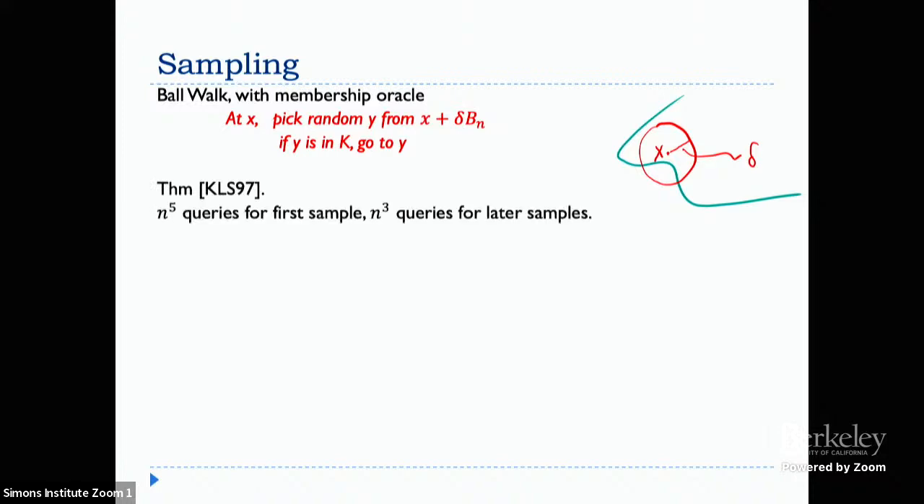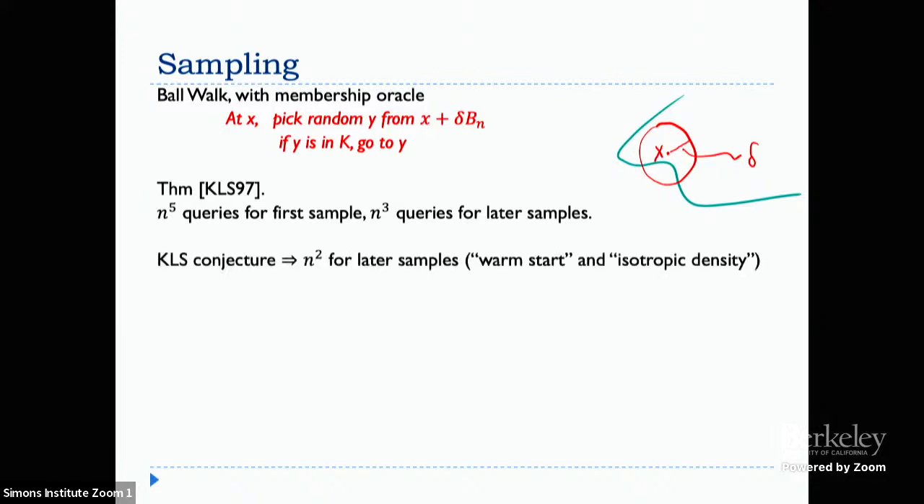Okay, and so Kannan, Lovász, and Simonovits proved that n to the 5 queries, these in-or-out or function value queries, suffice for the first sample, and n cubed for later samples. They already proved this in 97. The first one takes longer because you need to do a lot of setup, but after that it's n cubed. And then they made a conjecture that would imply, and this was the entire motivation of the conjecture, that n squared suffices for later samples. Same algorithm, just the analysis requires this geometric conjecture, which if true would imply n squared.